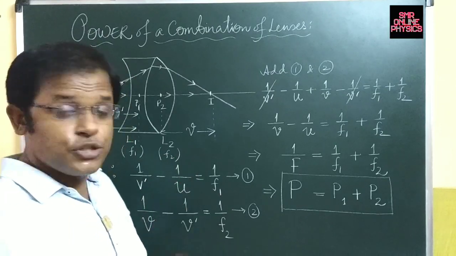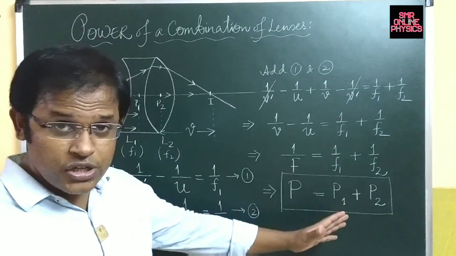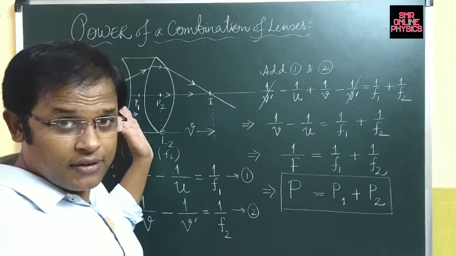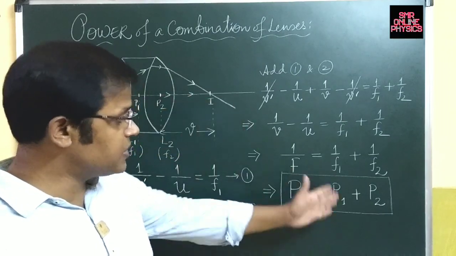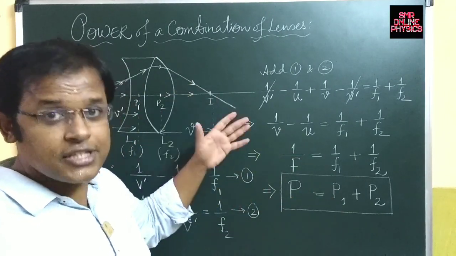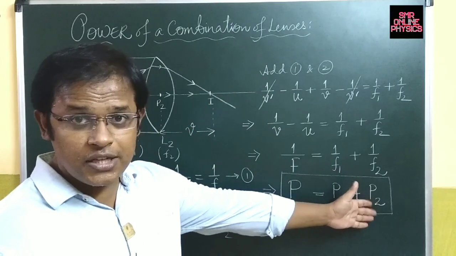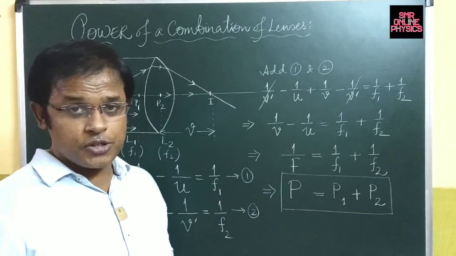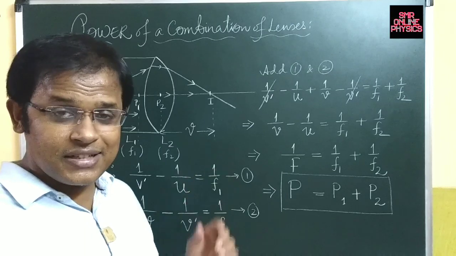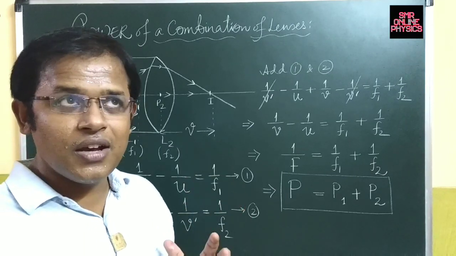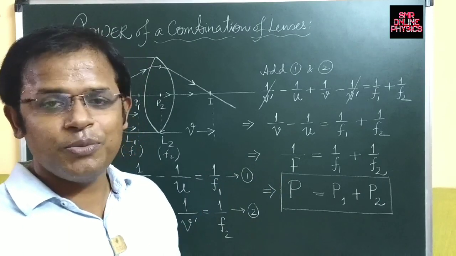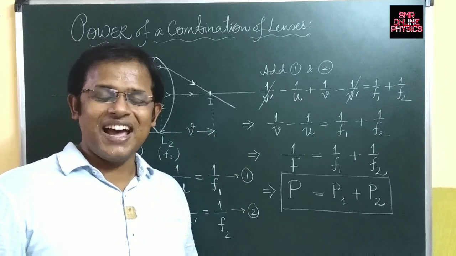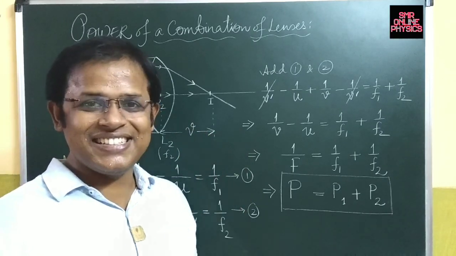Again I repeat, please do not forget to apply the sign conventions when you are using the power of the combination of lenses. For a concave lens, if it is minus 5 diopters, please write minus 5 diopters. For a convex lens, plus 2 diopters. Minus 5 plus 2 diopters will give a net result of minus 3 diopters. It means the combination of a concave and convex lens will behave like a diverging lens of net power 3 diopters. I hope you're getting it all clear, right?